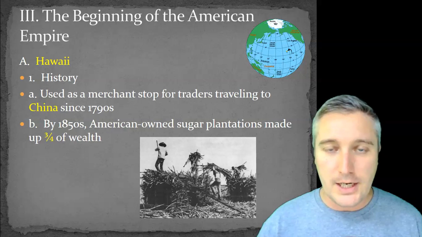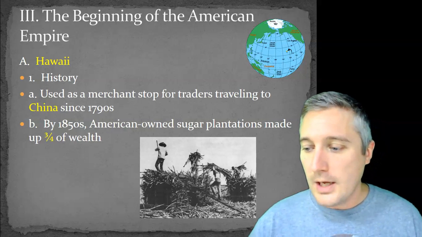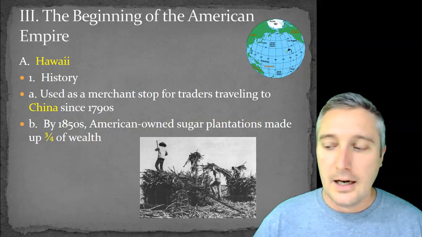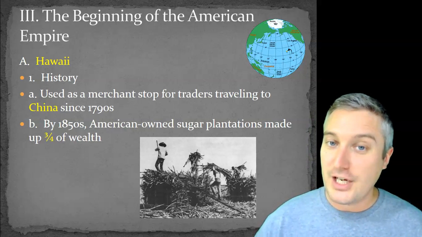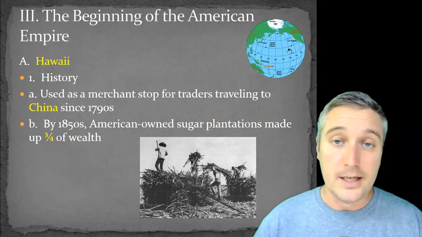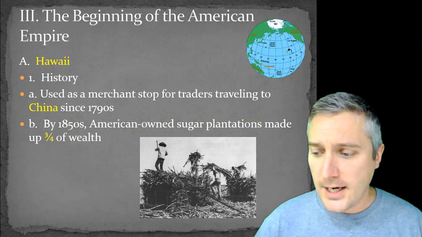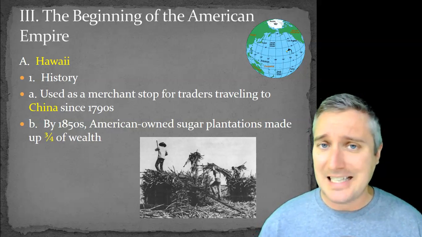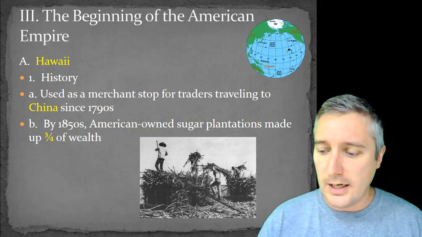All right, so our final section today, sorry, running a little bit longer than usual. Our final section, we're going to talk about how we started our empire outside of our continental boundaries, with the nation of Hawaii, and it was its own nation at the time. We had used it as a merchant stop since the 1790s. We had been going to Hawaii.